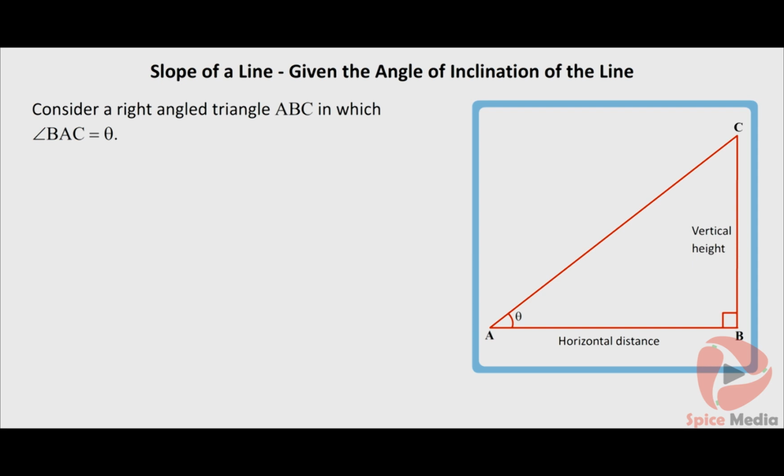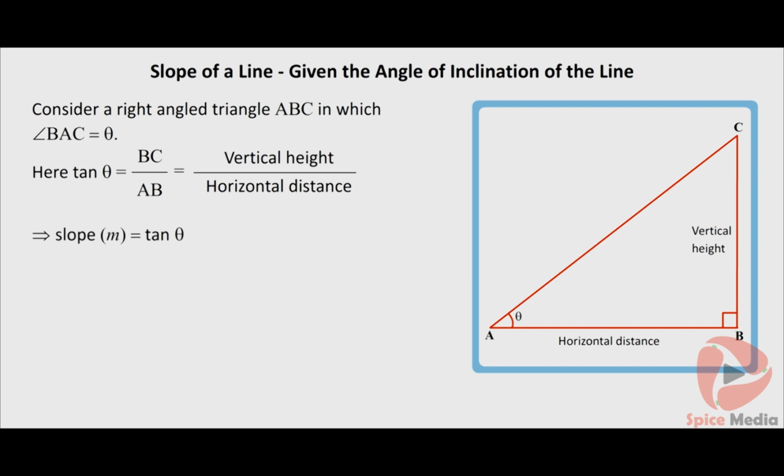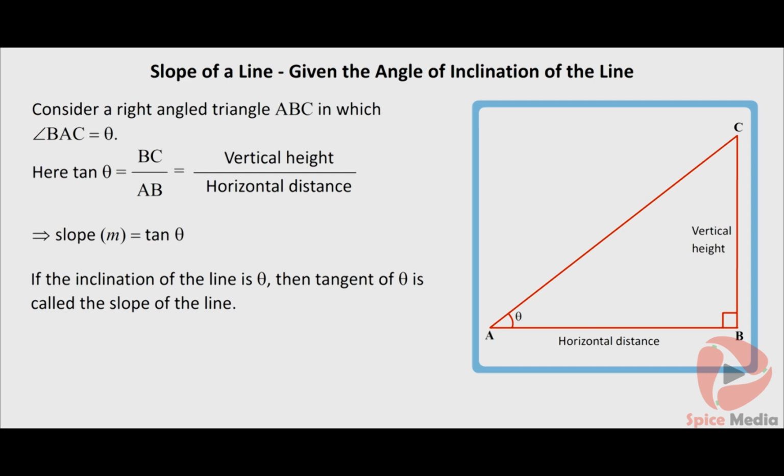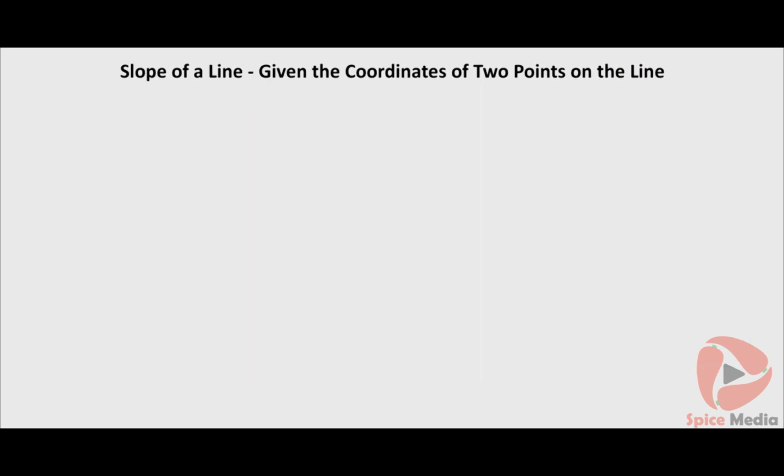Consider a right-angled triangle ABC in which angle BAC is equal to theta. Here, tan theta is equal to BC divided by AB, which is equal to vertical height divided by horizontal distance, which implies slope m is equal to tan theta. If the inclination of the line is theta, then the tangent of theta is called the slope of the line.